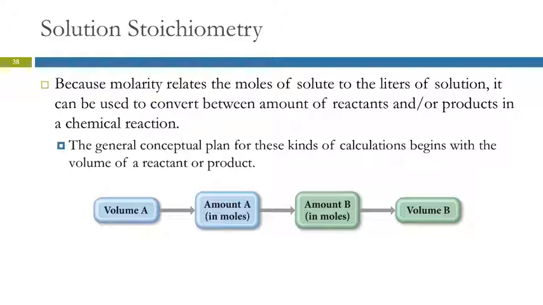So this is a variation where instead of starting with a mass and using molar mass to get to moles, we're going to start with a volume and use the molarity to get to moles. And we can get to moles of the other using the mole ratio from the balanced chemical equation. And then we can use the concentration to get to the volume of substance B.